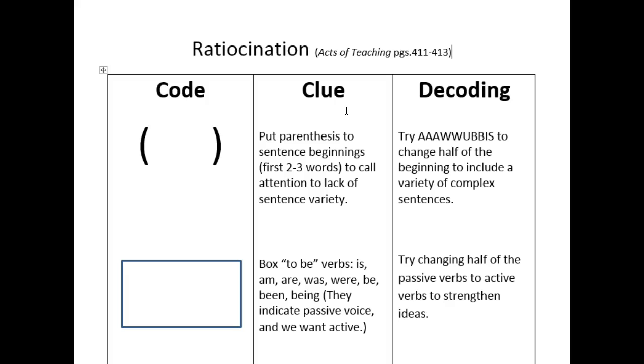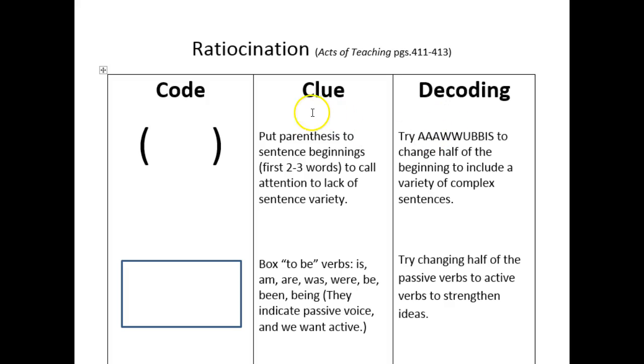And then finally, when we're looking at the decoding column, we want to give students a strategy or a way to address their revision so that eventually they become independent. So decoding is a strategy that helps students to set goals for how they're going to revise independently in the future. Let's take a look at the specific examples here.